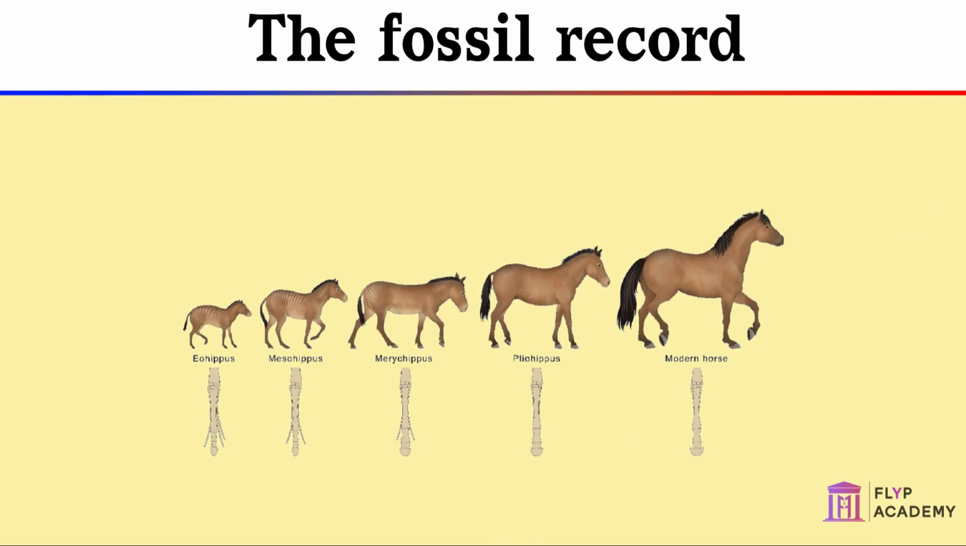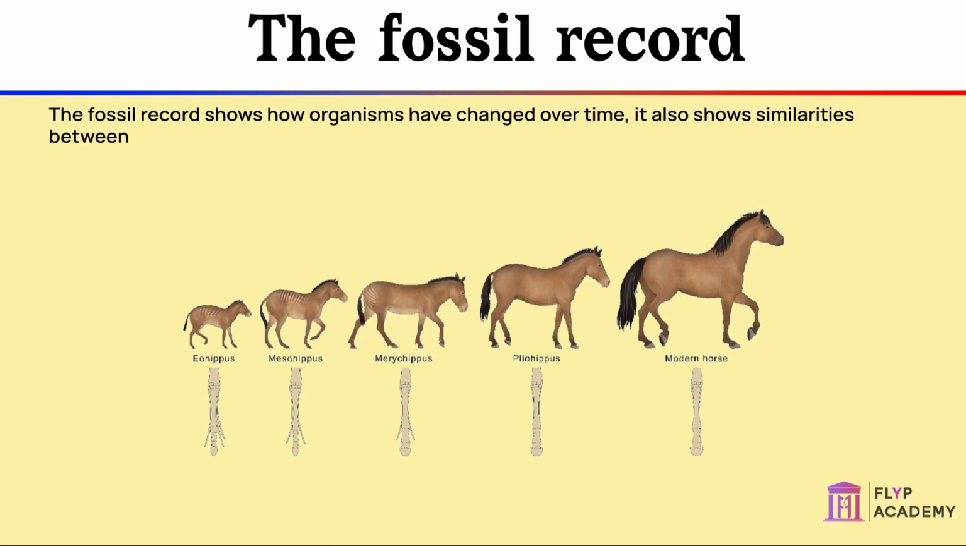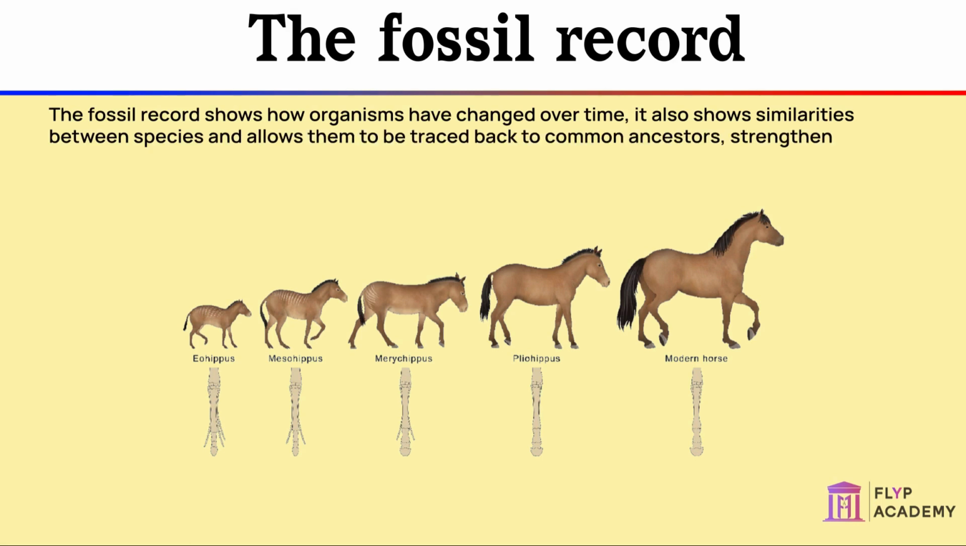The picture shows the evolution of the modern horse. You can see the hooves have changed over time. This would be because the environment that they lived in would have changed over time too, and the features that were advantageous to the horse would have been naturally selected for. This provides evidence of evolution. The fossil record shows how organisms have changed over time. It also shows similarities between species and allows them to be traced back to common ancestors, strengthening the evidence for Darwin's theory of evolution through natural selection.